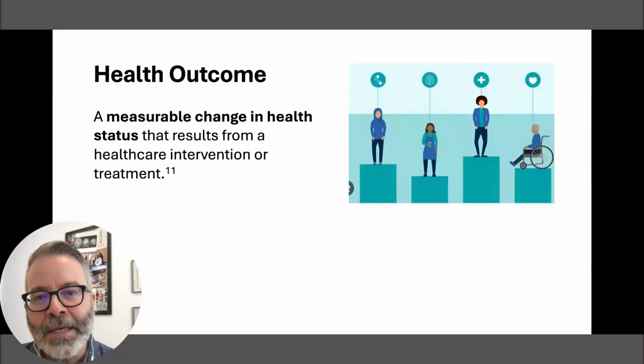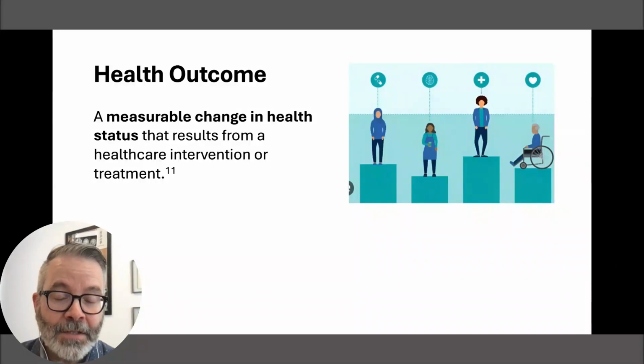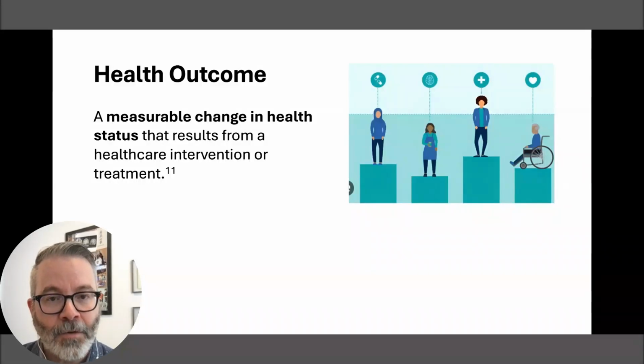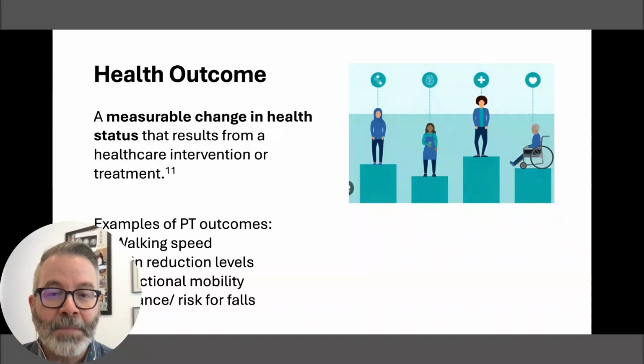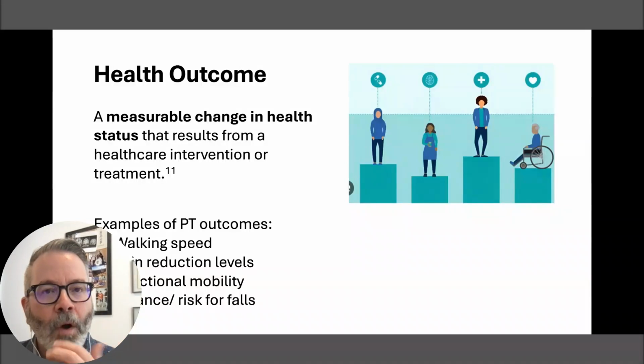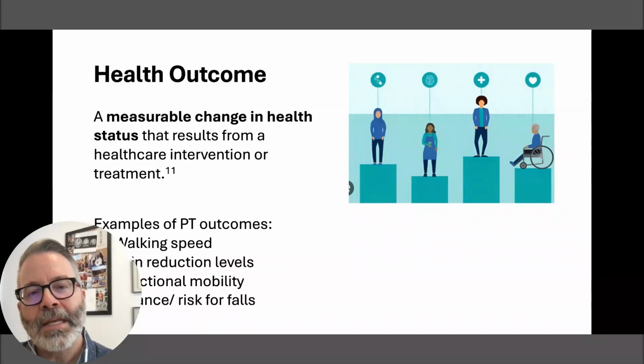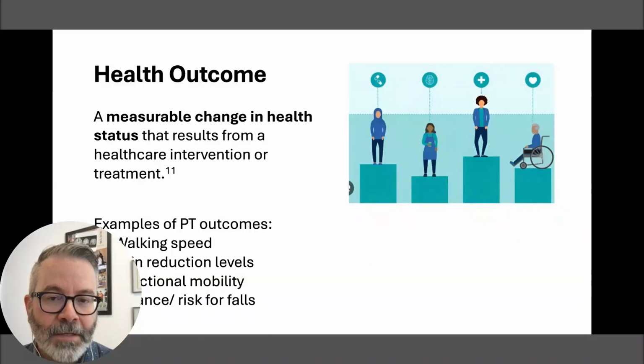A health outcome is a measurable change in health status that typically results from something a clinician would do, like an intervention or a treatment. Examples of health outcomes in PT practice may include walking speed, pain reduction levels, functional mobility, balance ability, and risk for falls assessments.